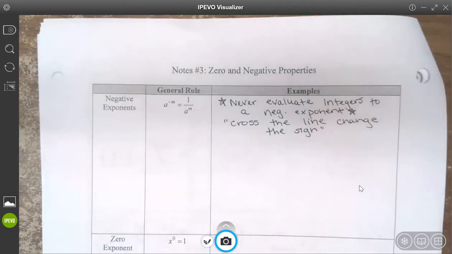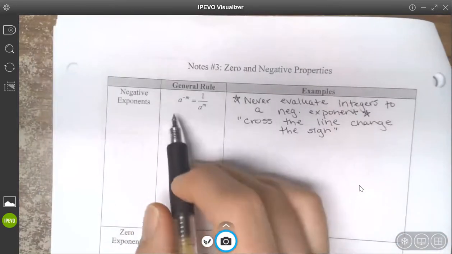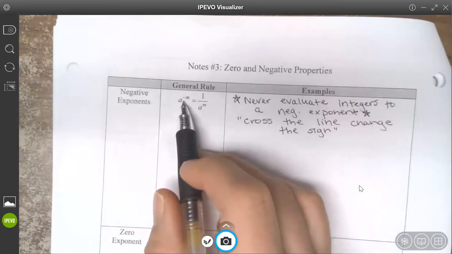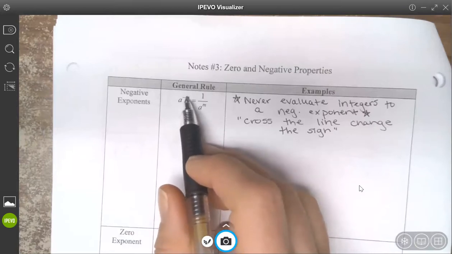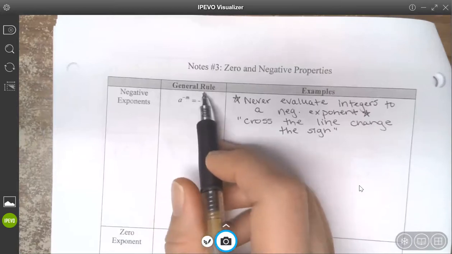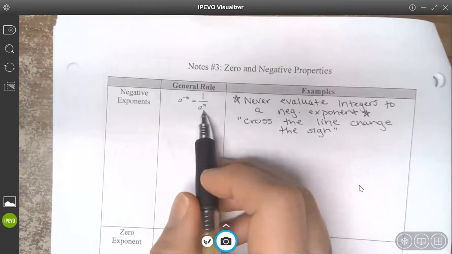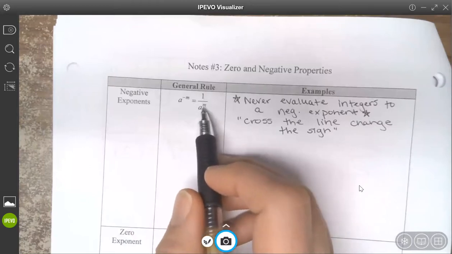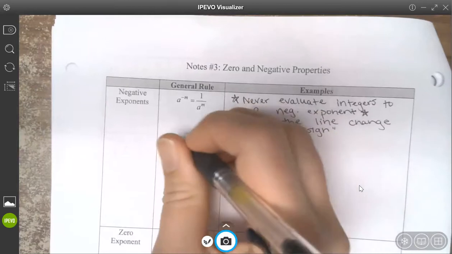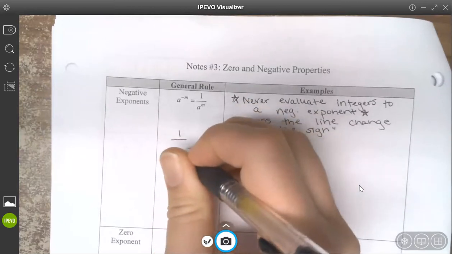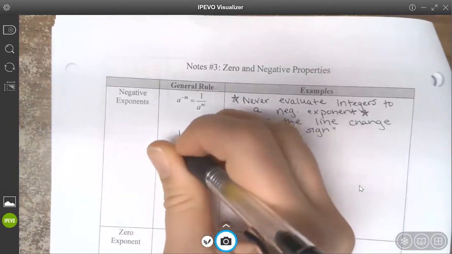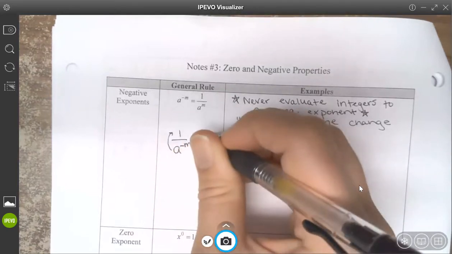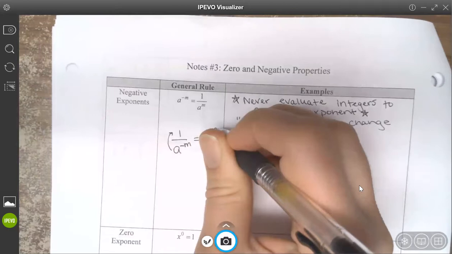So our rule with a negative exponent is that if I have a variable raised to a negative power, or even if it was an integer, I want to get rid of that negative exponent by writing it as 1 over that variable to the positive exponent. And if it was the other way around, so if I had 1 over a to the negative m, then I would move that a to the numerator and my exponent would become positive.